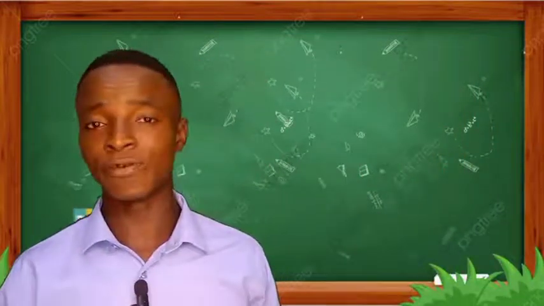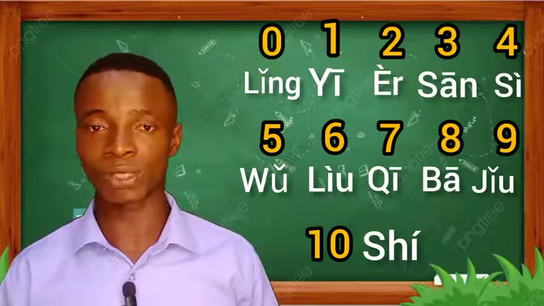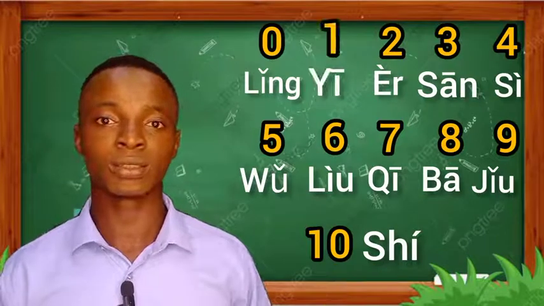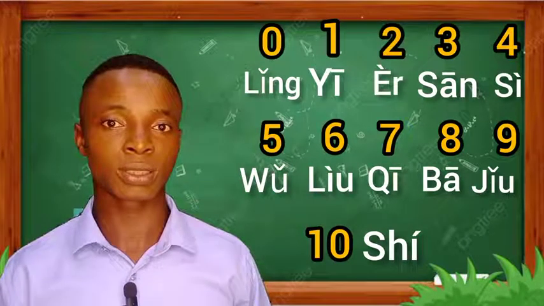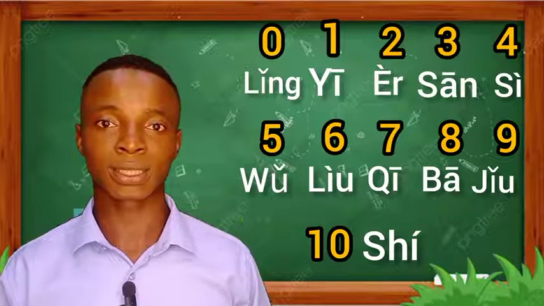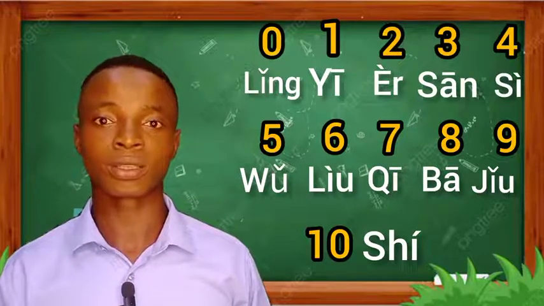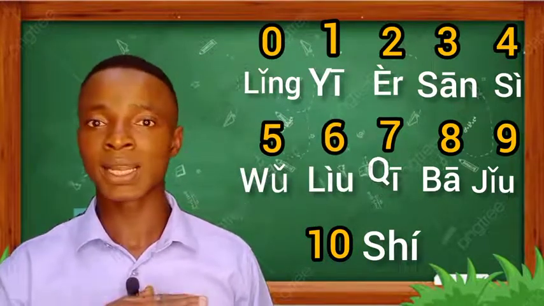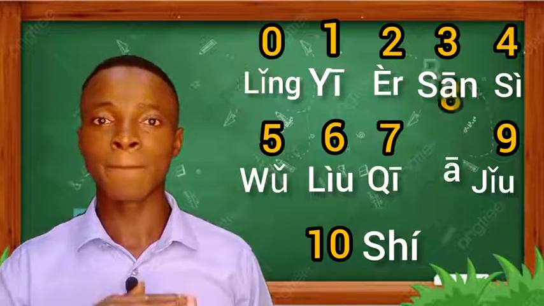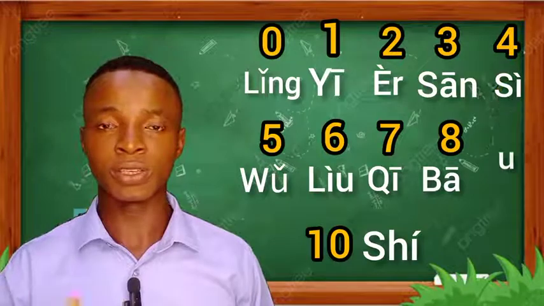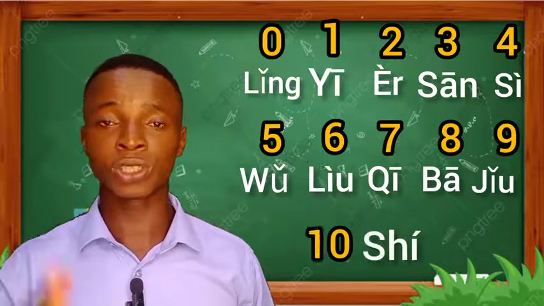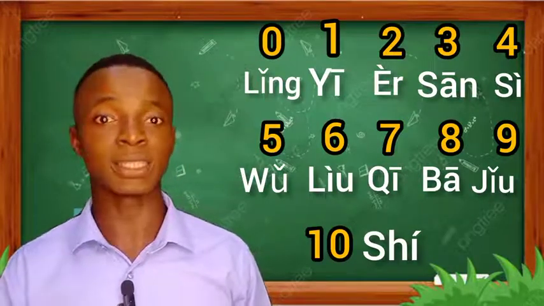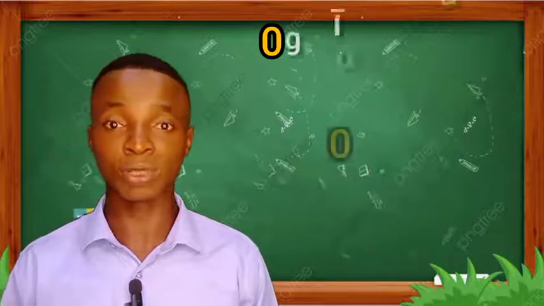Before that, let's quickly review how to count from 0 to 10 in Chinese language. 一、二、三、四、五、六、七、八、九、十. Before we start on how to ask about mobile numbers in Chinese language, there is one important thing I would like to note down here.